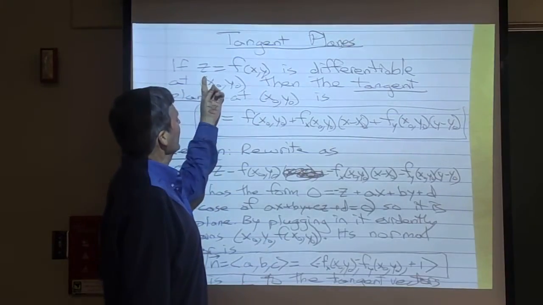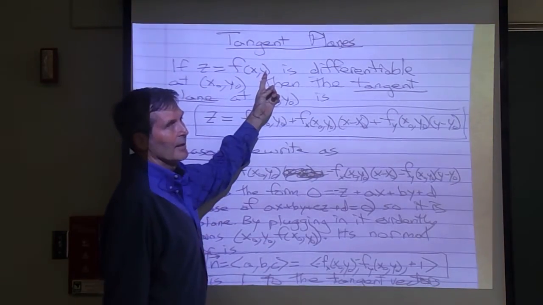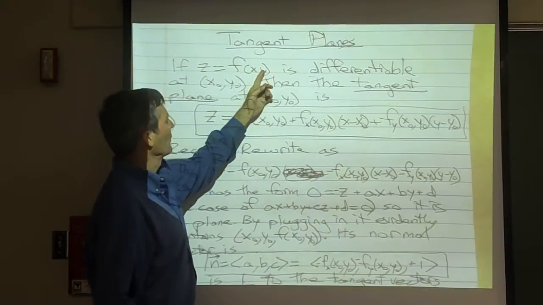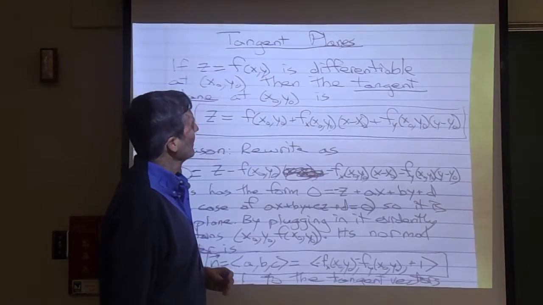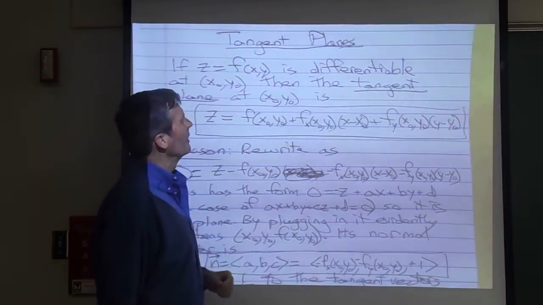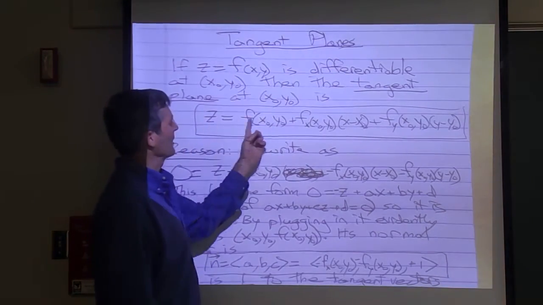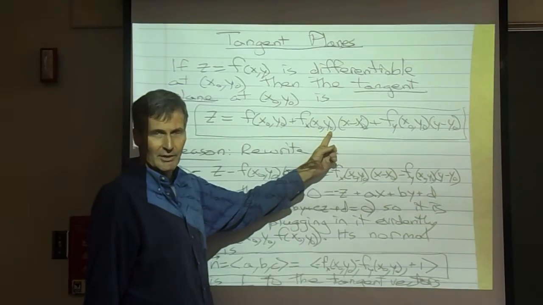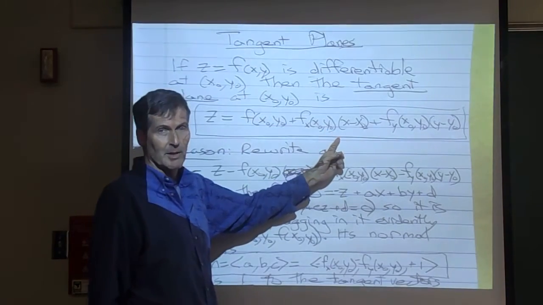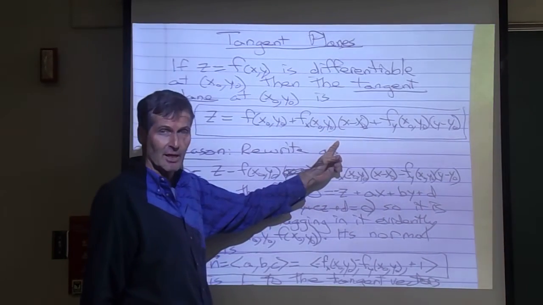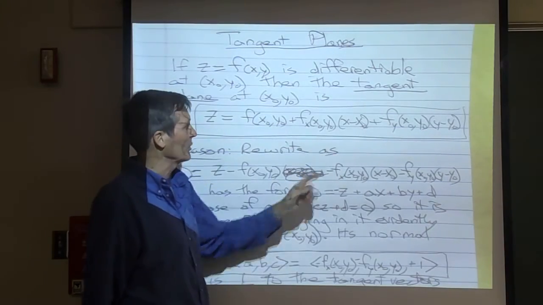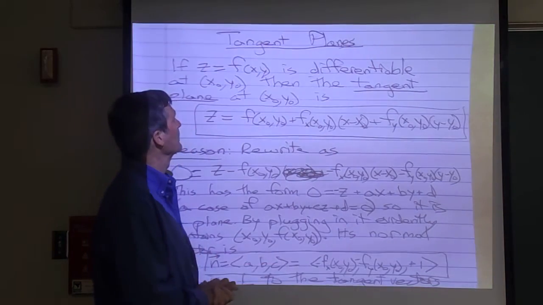One is if z equals f of x, y, a surface over some domain in the xy plane, is differentiable, then you can find the equation of the tangent plane, and this is it. You just memorize this. It's not too hard to memorize because it's similar to the tangent line formula you learned in Calculus 1, and we'll talk about that shortly.